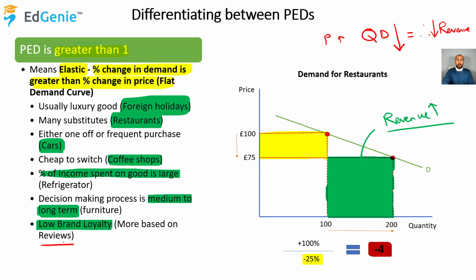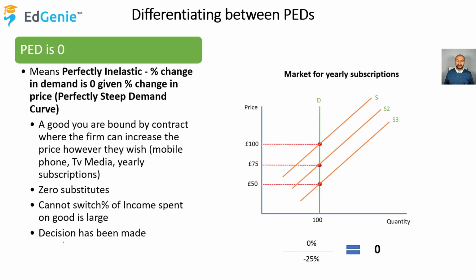Now moving on to a scenario where price elasticity of demand is 0. So this is where basically we have perfect inelasticity. This is where the percentage change in demand, as you can see, is zero. It doesn't change given any change in the price. So price can fall 25%, it can go up 100%, it doesn't matter. The demand always stays the same.